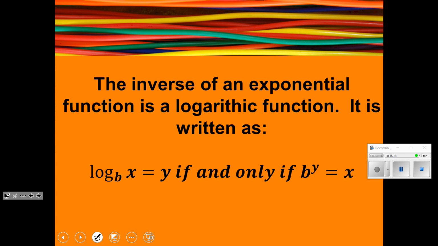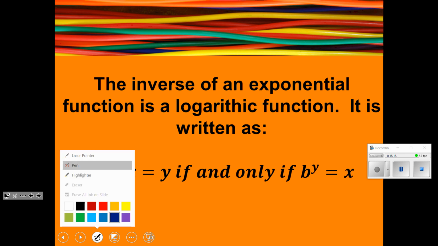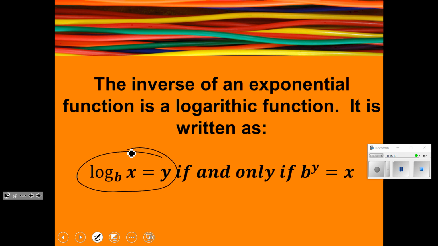Okay? So when you see a log, it'll be in the form of this. The log base b of x is equal to y, if and only if b to the y is equal to x. So here's what I want you to understand. Normally, I give you like 2 to the third, and we figure out what x is. I give you the base, and I give you the exponent, and I say 2 to the third would be equal to 8.